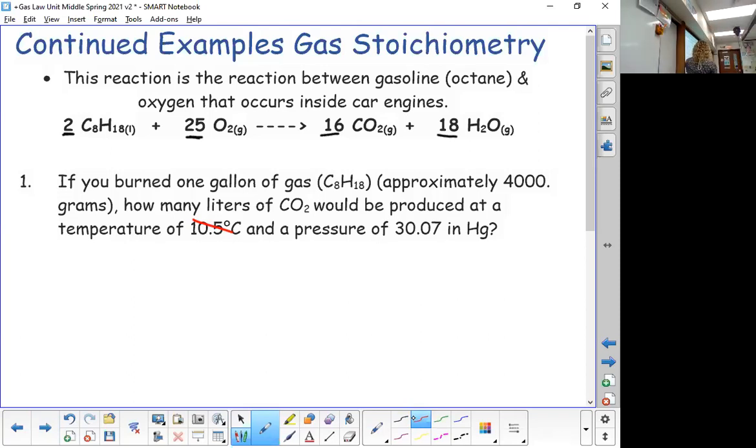Oh, it's a balmy 5.0 degrees Celsius. And the pressure is pretty spot on. It was 30.08 inches of mercury. So today, if you were to go drive around and just burn 1 gallon of gas, how much CO2 are you putting in the atmosphere?